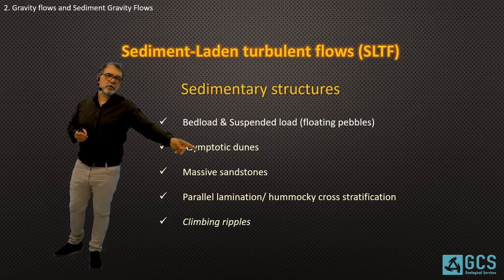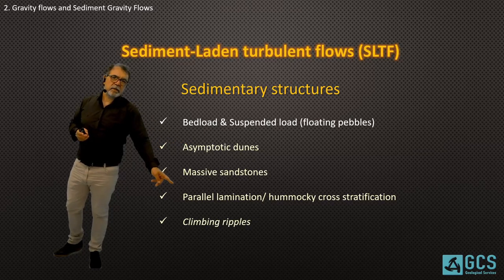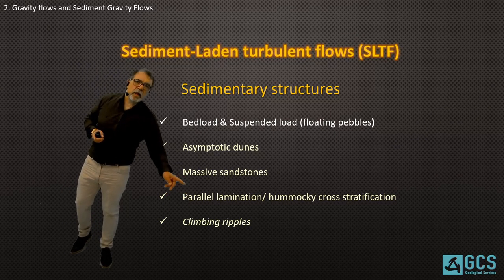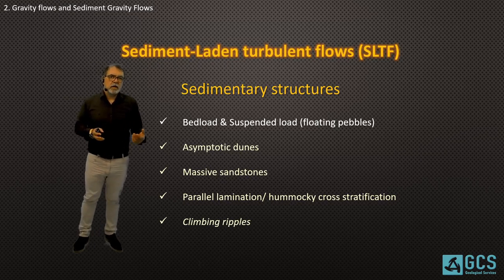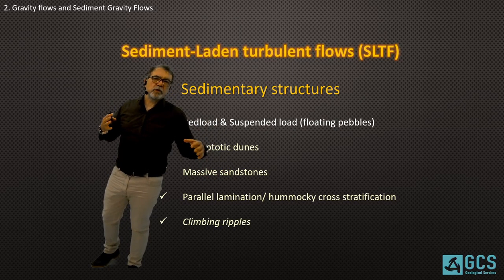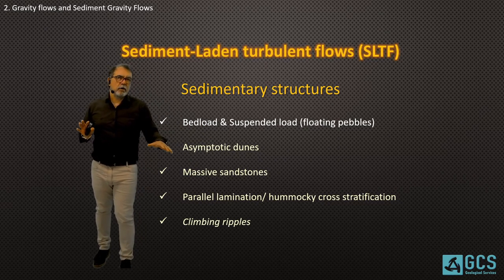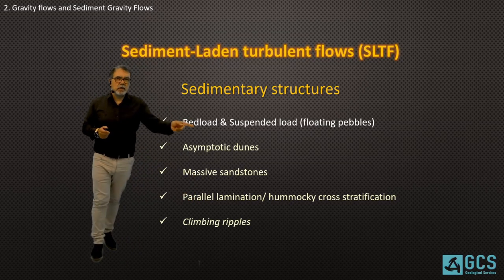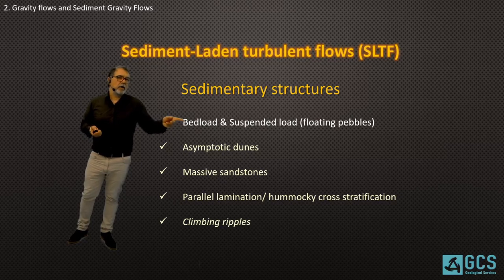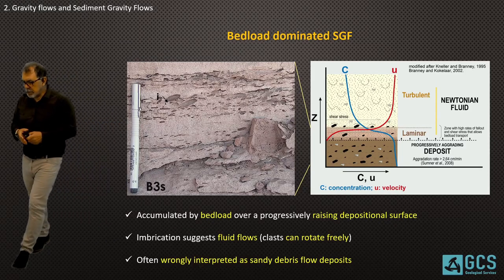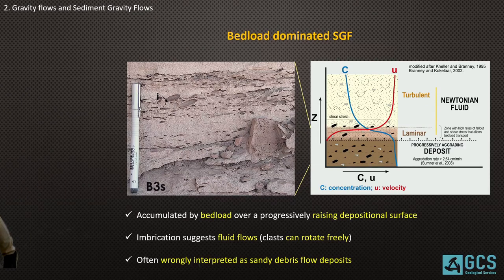Then you have some crossbedding, these asymptotic dunes. You have massive sandstones, very important, because all these structures are related to different kinds of traction plus fallout from the sediment in suspension. So according to the rate of fallout, you can have massive sandstones, laminated sandstones or climbing ripples. So we are going to see how this kind of deposit is related to bedload and suspended load. Bedload and suspended load can act together. Let's go a little into the drawing board.